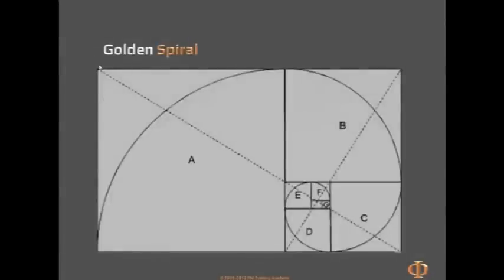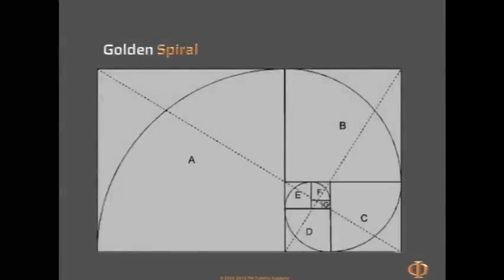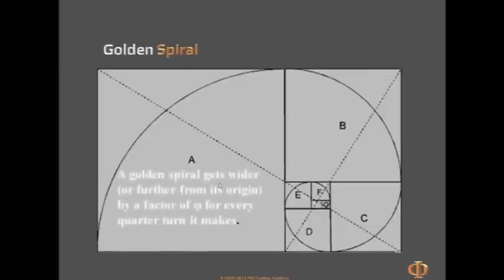Okay, now look at this. Using this number, you can do two things. You can create a golden rectangle, and a rectangle, we call it golden when we divide the small side with the long side and the result is 0.618 or the number phi, then we have a golden rectangle. Or we can create a golden spiral. How do we create a golden spiral? A golden spiral gets wider or further from its origin by a factor of phi for every quarter turn it makes. So if we divide G with F, we get 0.618, F over E 0.618, D over C, C over B, B over A, and so on.